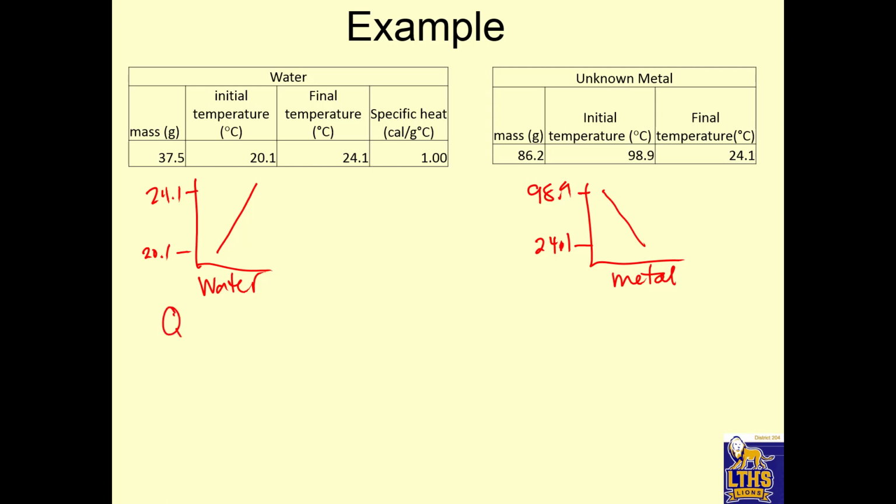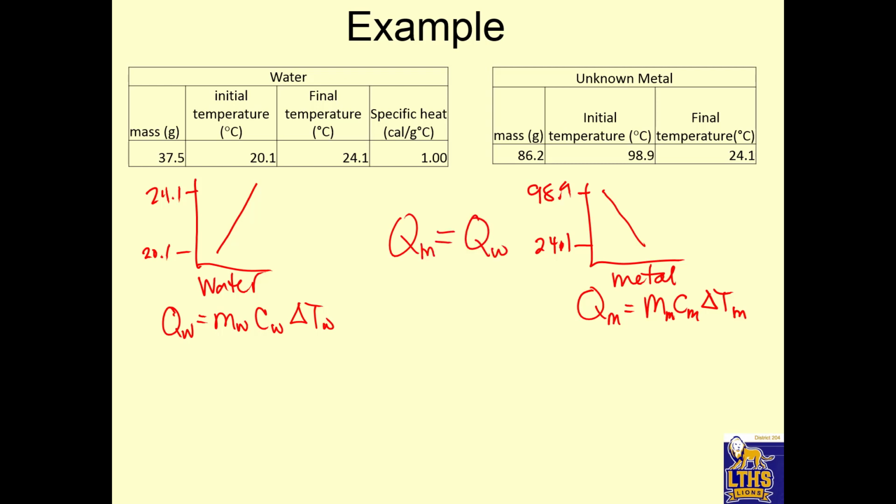So we have Q for water equals the mass of water times the specific heat of water times the temperature change of the water. Q for the metal equals the mass of the metal times the specific heat of the metal times the temperature change of the metal. So the key idea to calorimetry: Q metal, the heat lost by the metal, is gained by the water. Okay, so that means the mass of the water times the specific heat of the water times the temperature change of the water equals the mass of the metal times the specific heat of the metal times the temperature change of the metal.